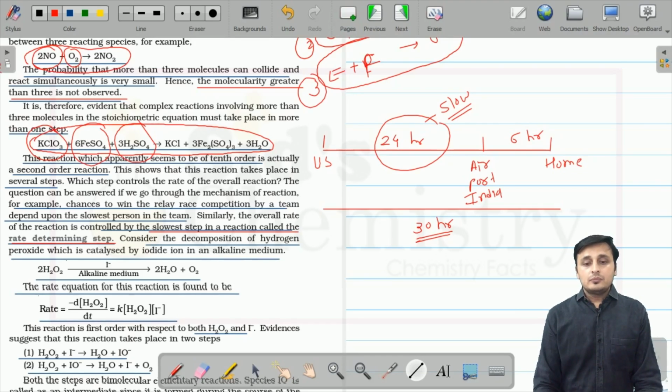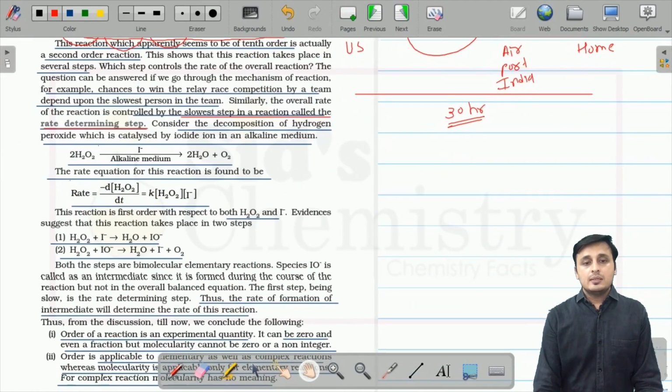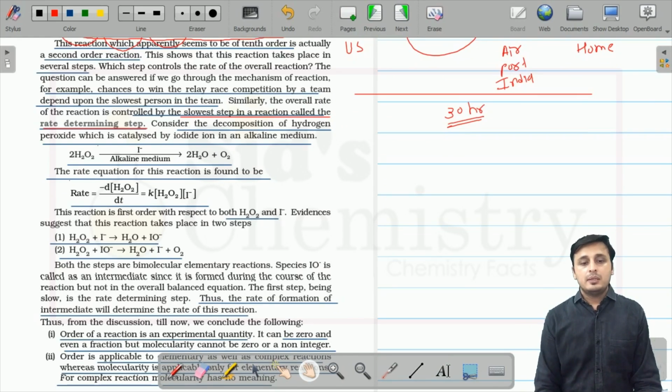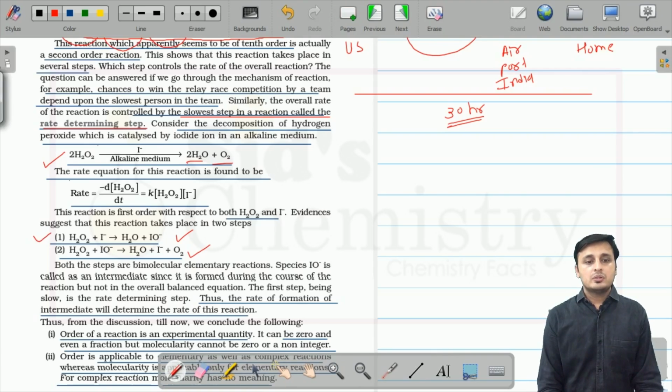नाउ डियर फ्रेंड्स, उसके आगे लेके इसको चलते हैं. हमारे पास यहाँ पे एक रिएक्शन गिवन है, हाइड्रोजन पेरोक्साइड, एंड दैट इज़ कन्वर्टेड टू 2 वाटर एंड O2. एक्चुअली वो 2 स्टेप में रिएक्शन हो रही है जो यहाँ पे मेंशन्ड है. H2O2 plus I minus gives first of all H2O and IO minus.